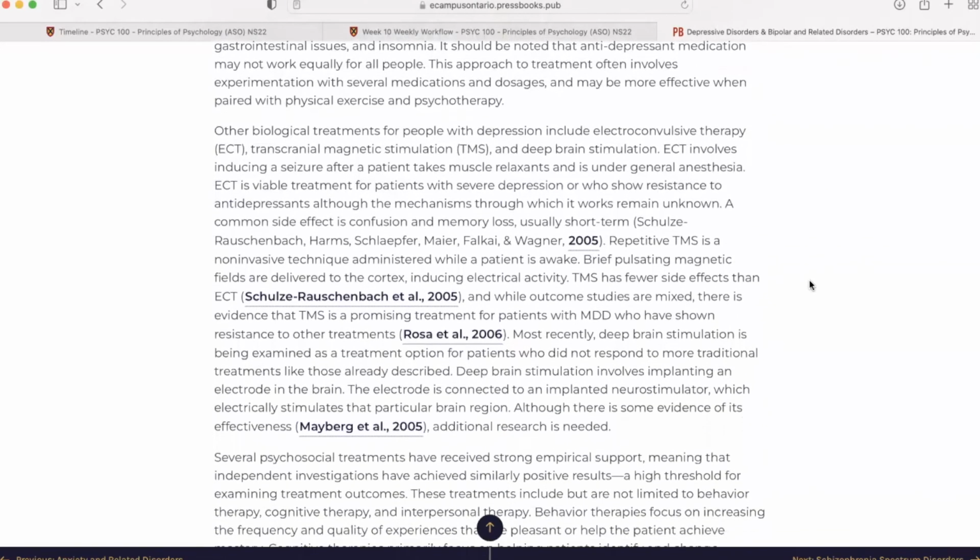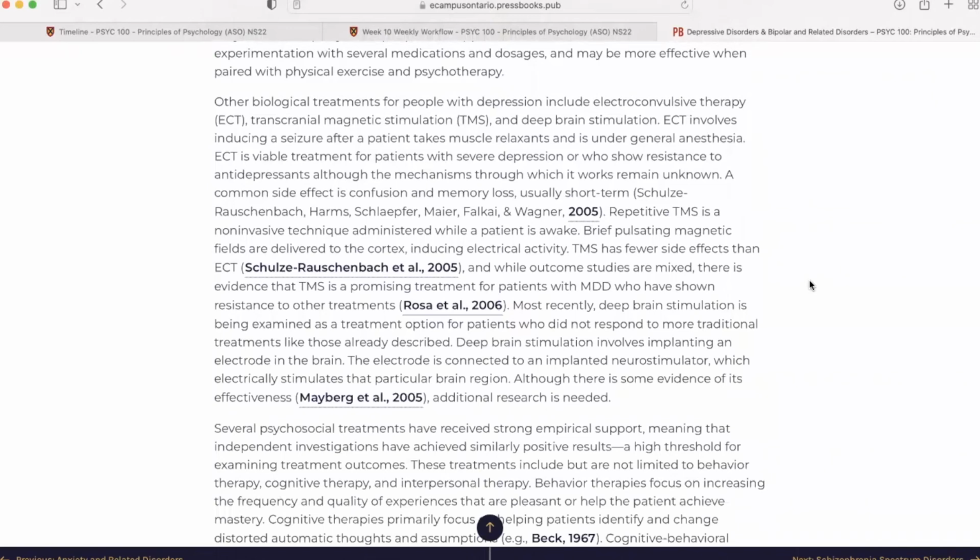Other biological treatments for people with depression include electroconvulsive therapy, ECT, transcranial magnetic stimulation, TMS, and deep brain stimulation. ECT involves inducing a seizure after a patient takes muscle relaxants and is under general anesthesia. ECT is a viable treatment for patients with severe depression or who show resistance to antidepressants, although the mechanisms through which it works remain unknown. A common side effect is confusion and memory loss, usually short term.